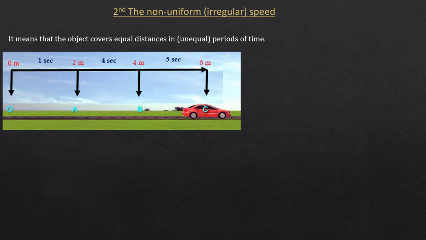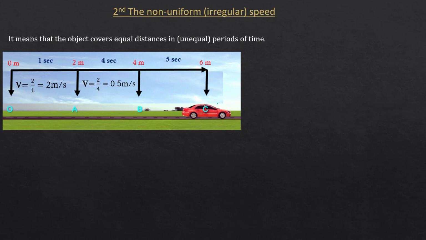Why? Let's calculate the speed between each 2 points and know why. First, we have 2 meters distance and 1 second. So speed is distance over time, as we said before. So 2 over 1 is 2 meters per second. So from O to A, the car moved with 2 meters per second. But from A to B, the distance here is also 2 meters, and the time is 4 seconds. So distance over time is 2 over 4. It equals 0.5 meter per second.